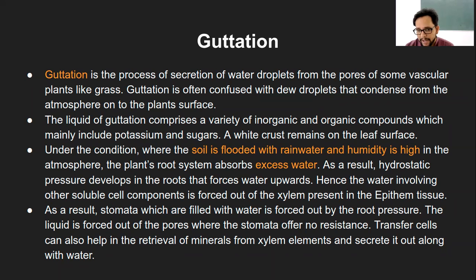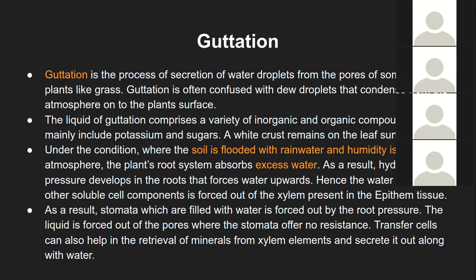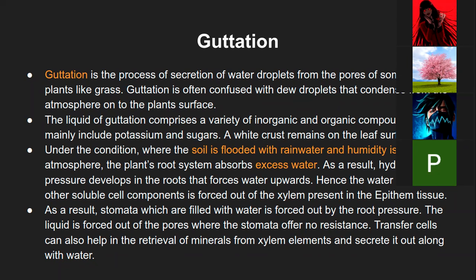Now, the soil is already high in water content and humidity is also high, so the transpiration will be less. That means the water loss by transpiration will be less. And that way, the excess water that is still getting absorbed by the root has to go out of the plant. That is when guttation happens. So that is the excess water. Again, guttation and transpiration are different.